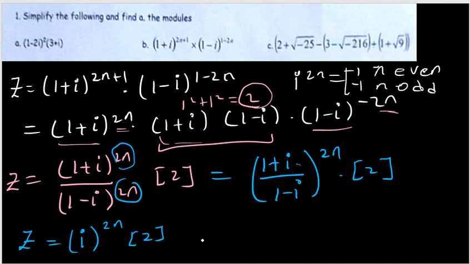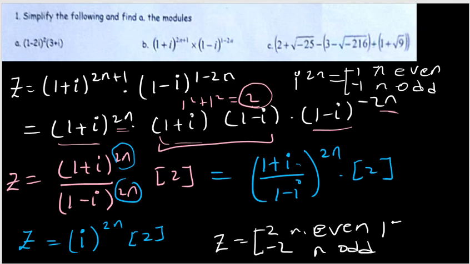So our z will be 2 or negative 2, when n is even and when n is odd respectively. That's it. So the modulus of z, no need to confuse, is just 2: the square root of 2 squared or negative 2 squared will be the square root of 4, which is just 2. Anyway, the simplest form of z will be either 2 or negative 2. It depends on the n value.